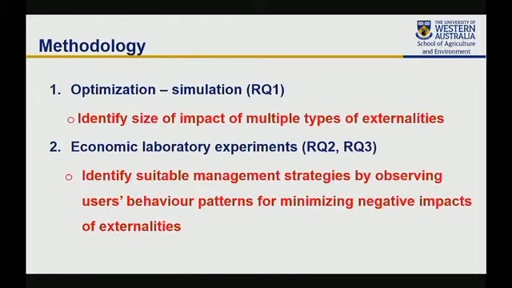So I will fulfill this gap by using an optimization method and an economic laboratory experiment. The first method is to identify the size of the impact of multiple types of externality in Western Australia. The second method is to capture user behavior under different management regimes to identify the most suitable one to minimize the negative impacts of externality.